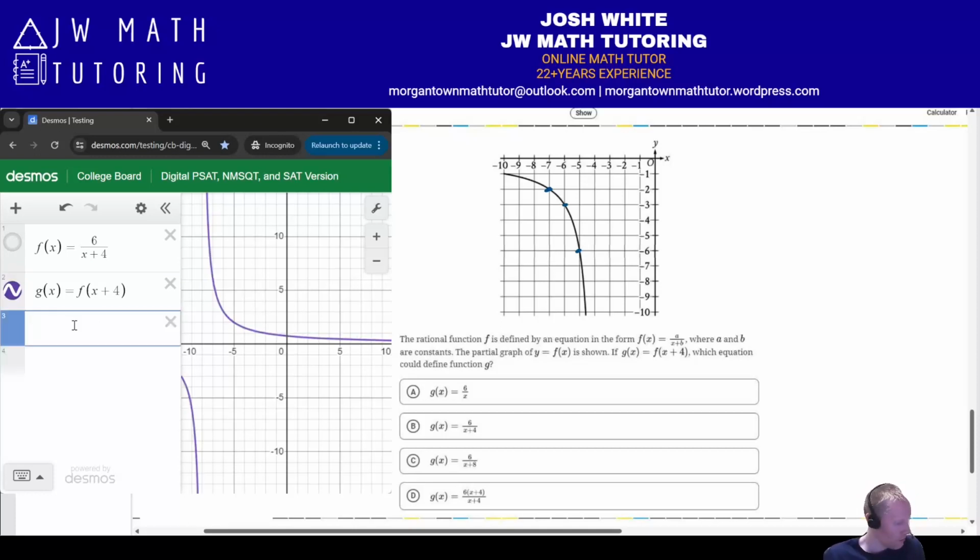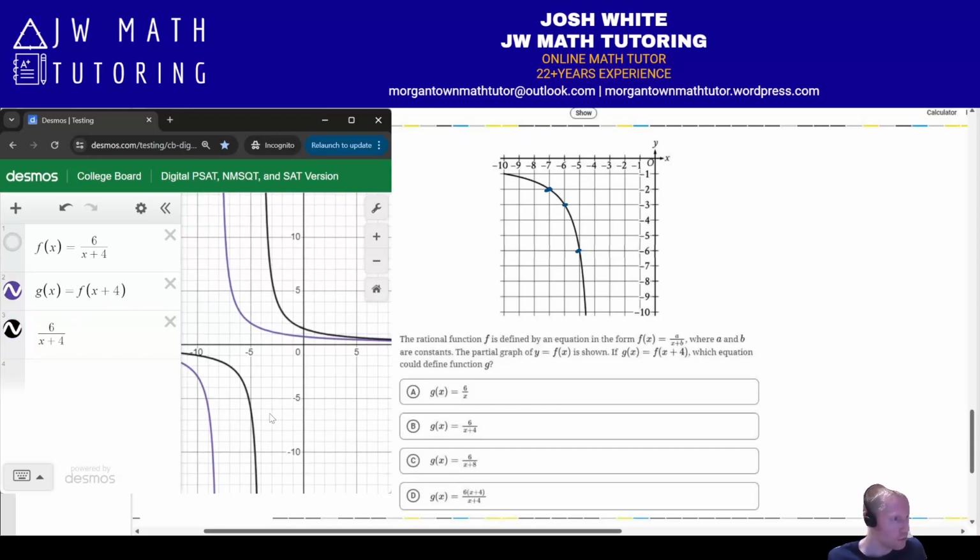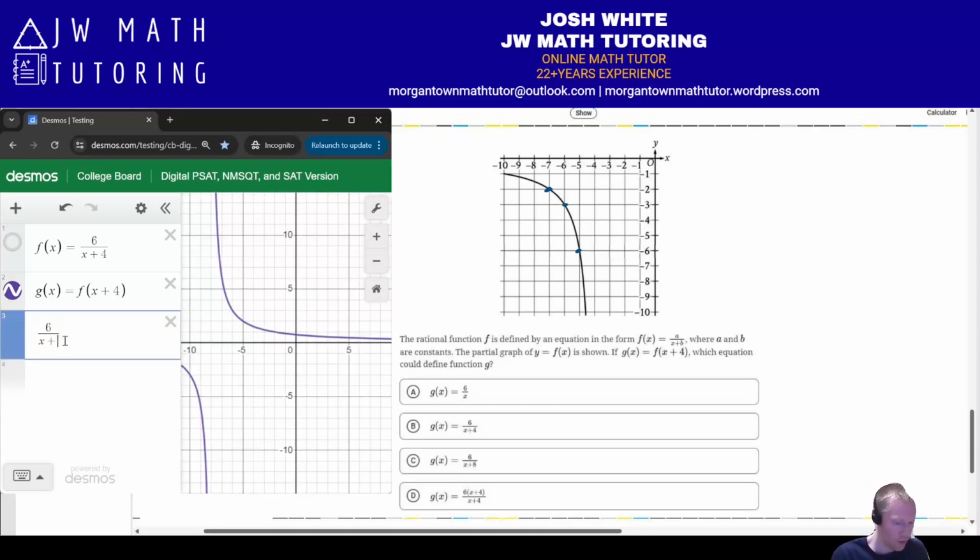Okay, so now all we have to do is type in the answer choices and see which one matches. So answer choice A, 6 over x, does that match? Nope. 6 over x plus 4, does that match? Nope. Next one, 6 over x plus 8. Okay, looks like that matches. Notice how if I take this one off, I have this, and if I take this one off, it still leaves the black one. So these are the same function. So the correct answer for this is going to be letter C.